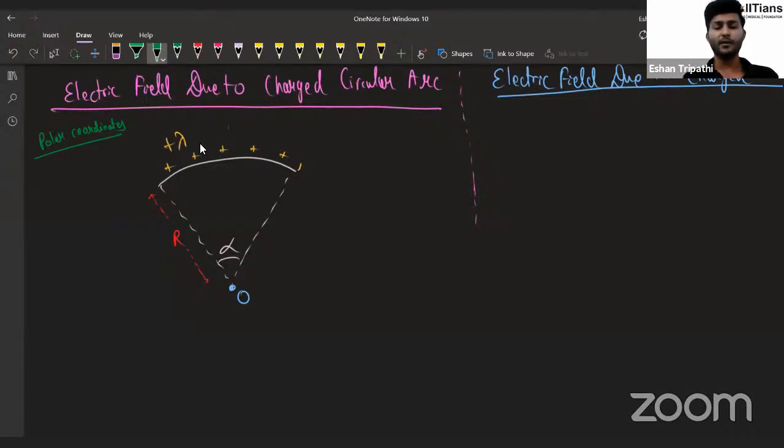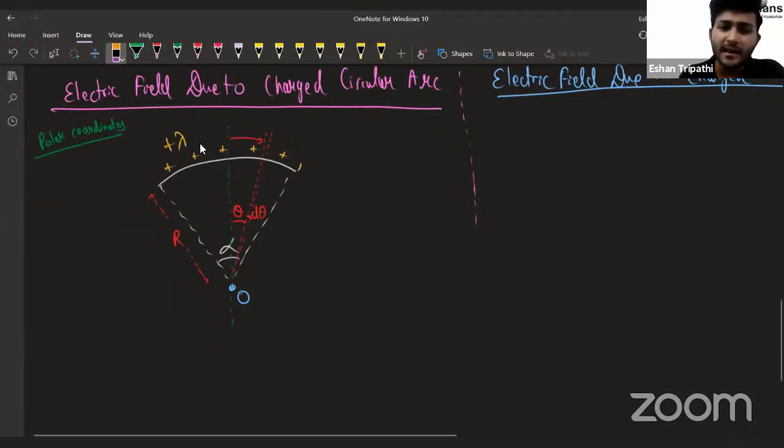Using polar coordinates, you will take a reference line. With respect to this line, you're going to consider an element at an angle theta. At an angle theta, let's say over here, I consider a very thin element like this. Basically, my element is this one. So I have taken an element at this angle theta, subtending a very small angle d theta at the center.